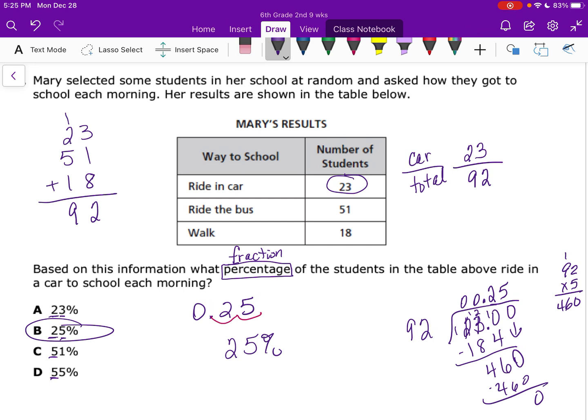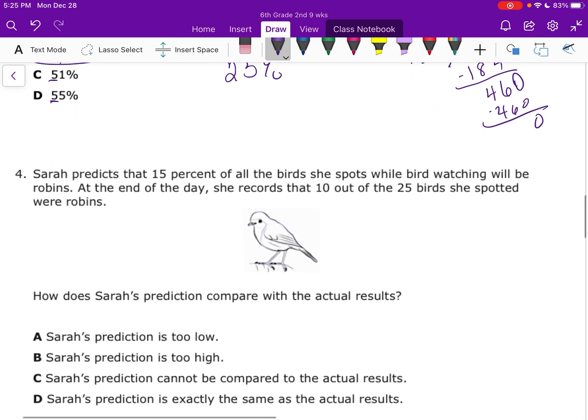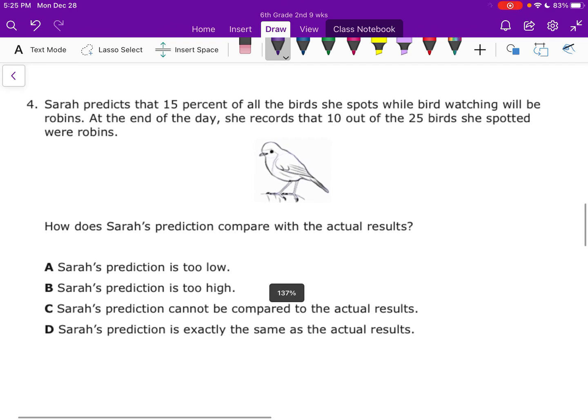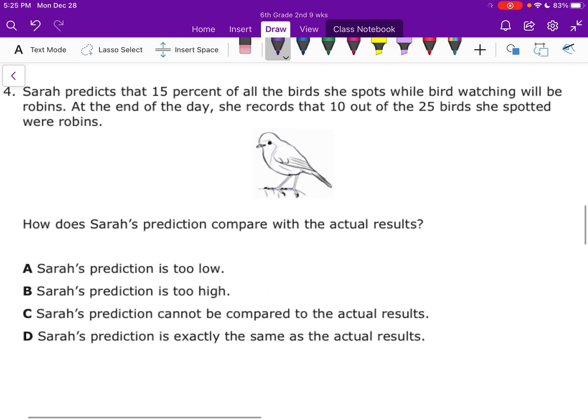All right, so on this one, they didn't give us the total, so we had to add to get the total. Okay, but our premise is still the same, right? We're still doing the fraction. We just had to add to get the total. All right, let's look at number 4. Oh, this one has a lot of words, doesn't it? Does that mean it's going to be hard? Nope, it just means we got to read, right?